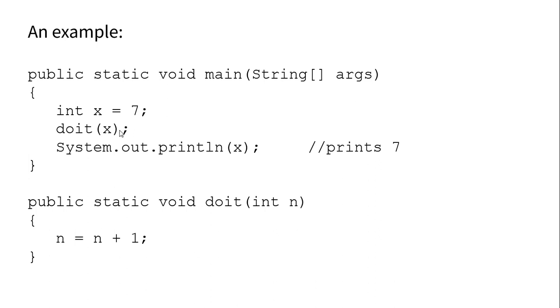When we call this method, Java says, we're not going to worry about X, but I'm going to send the number 7 over to the method. The method gets 7, it adds 1 to it. For a brief moment in time, there's a variable named n that has 8 in it. And then doIt is done. We come back here and we print 7 because Java sent a copy over, so the original variable isn't affected.